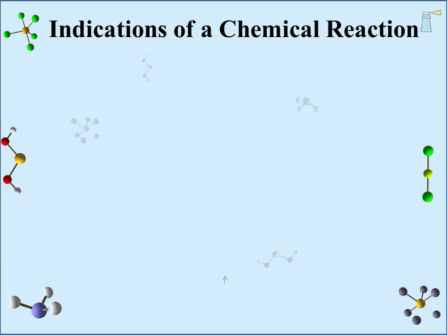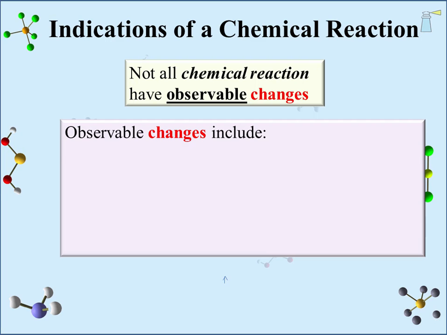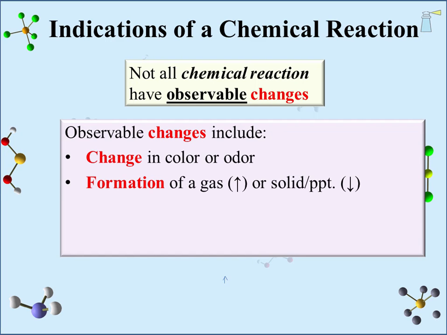First, to indicators of a chemical reaction. First and foremost, not all chemical reactions have observable changes. Observable, in this context, is observable by the 5 senses. Observable changes include a change in color or odor, the formation of a gas, up arrow indicates escaping gas, or a solid or precipitate, down arrow indicating a sinking solid. The shorthand for precipitation is PPT.